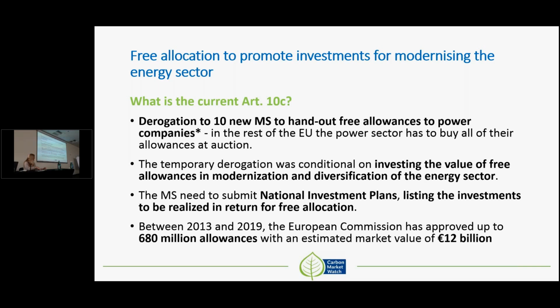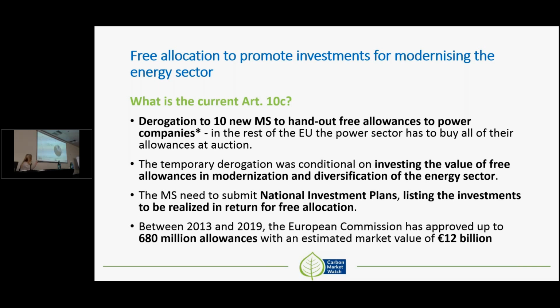energy system. So for this period right now, 10 member states were eligible to make use of this derogation, but only 8 decided to do so because these allowances are taken from their auctioning volumes. So actually we're talking about public money, because if these were sold on the market, they would generate public revenues. For this phase, the European Commission has approved for all these member states for this period up to 600 million allowances with a market value of 12 billion that these member states can give to these power plants.